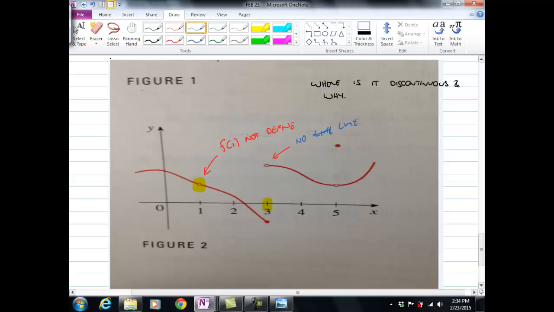No limit. Oh, I can't write today. No limit as x approaches 3. Okay. There's absolutely no limit.